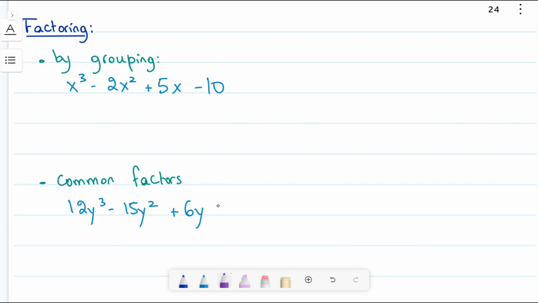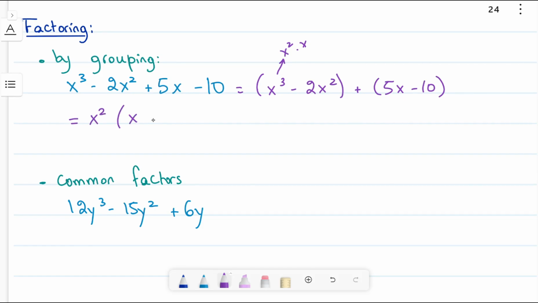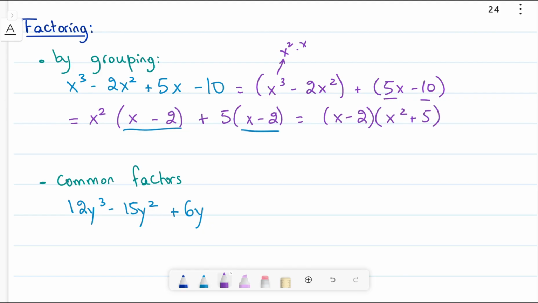So the first one we have is x cubed minus 2x squared plus 5x minus 10. I will group this into two groups, the first one being x cubed minus 2x squared, the second one being 5x minus 10. I can notice x cubed is x squared times x, so I can factor out the x squared, which gives me x minus 2, and I can factor out the 5 in the second group, which also gives me 5 times x minus 2. Now I can notice that x minus 2 is a common factor, so I can factor it out, and I get the following answer.